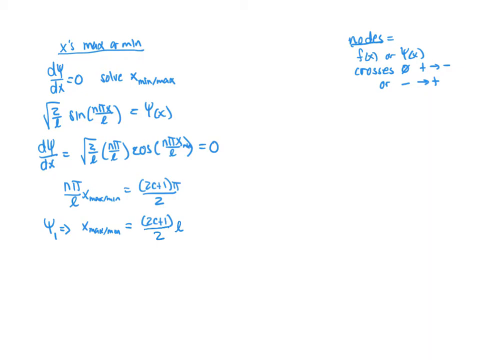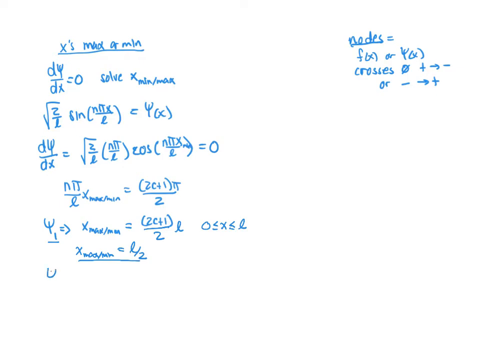So every odd value over 2 times L is going to be a max or a min. So I can have a max or a min at 1/2 L, so L over 2. And then the next possible one is 3L over 2. But remember that 0 is less than or equal to x is less than or equal to L. And 3L over 2 is bigger than L, so it's outside the range of my possible x's. And so this is the only max or min for psi 1.